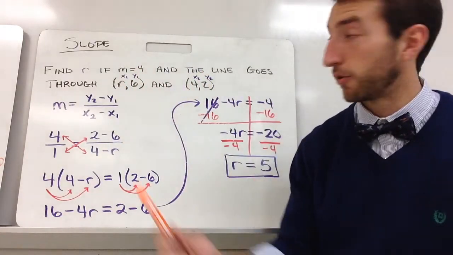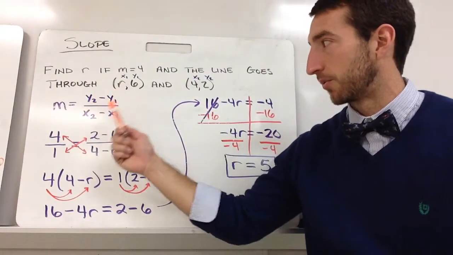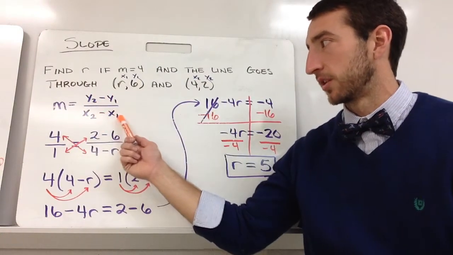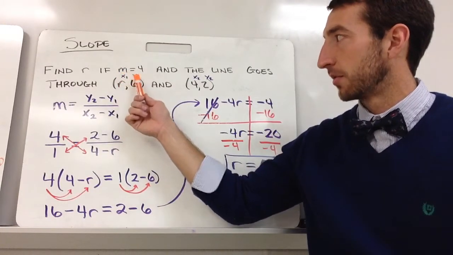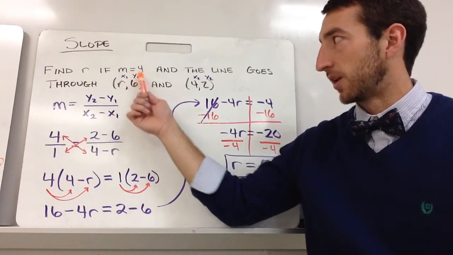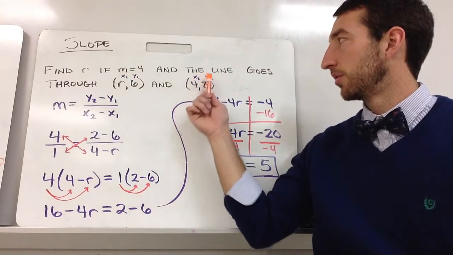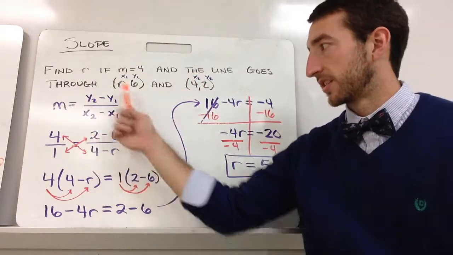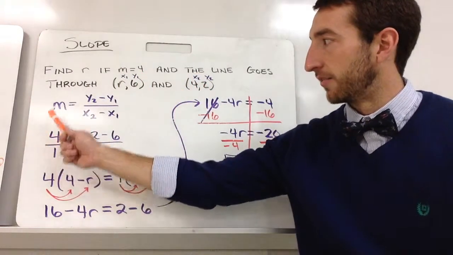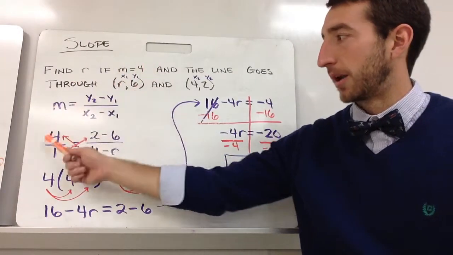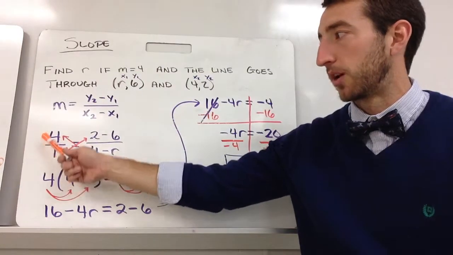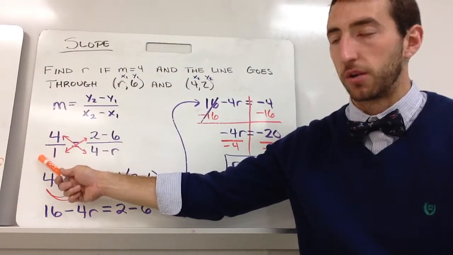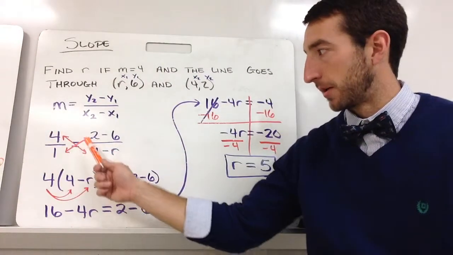I know the slope formula is m equals y2 minus y1 over x2 minus x1. So I label all the points. I'm labeling r as x1, 6 as y1, and this is x2, y2, and plug all that into my formula. Now 4 divided by 1 is the same as 4. So I can think of my rise over my run: I'm going to rise 4 and run 1. So I'm going to sub everything in here.